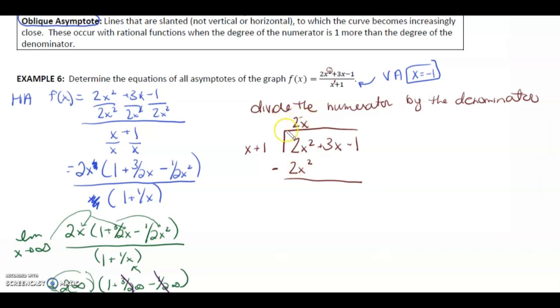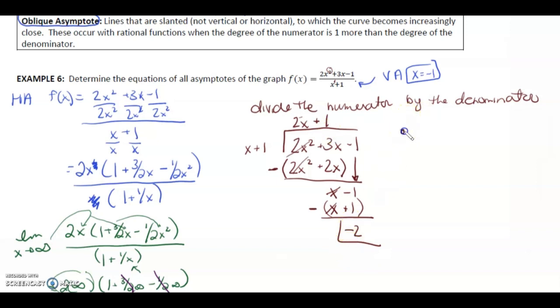So now let's finish it. 2x times 1 is 2x. And then we put this expression in brackets and we subtract them. Okay, so 2x squared minus 2x squared goes away. This goes to 0. 3x minus 2x is just x. And then minus 1. Okay, so we think, what times x is going to give us x? Well, just 1. So we put plus 1 in here. And 1 times x is x. 1 times 1 is 1. Okay, so let's group these as a binomial and subtract. x minus x goes away, and negative 1 minus 1 is negative 2. That's going to be the remainder.